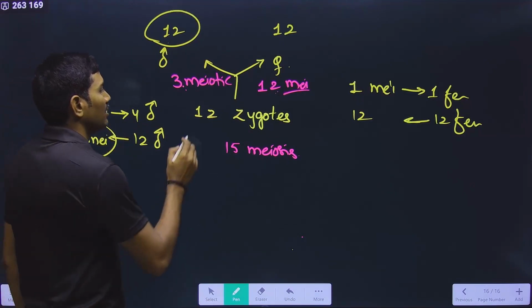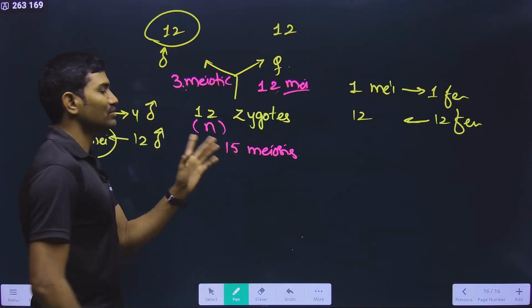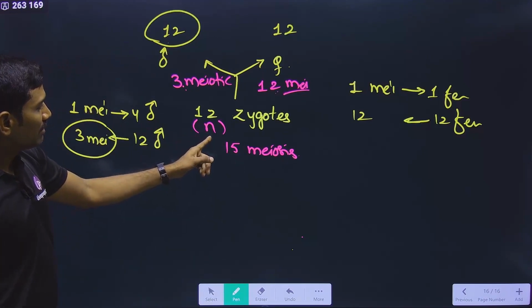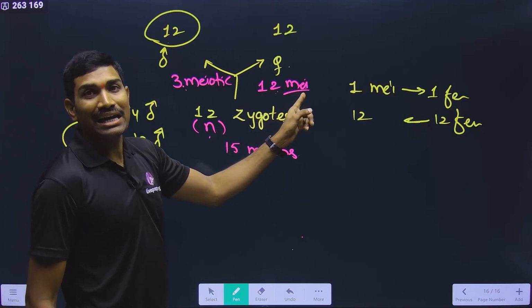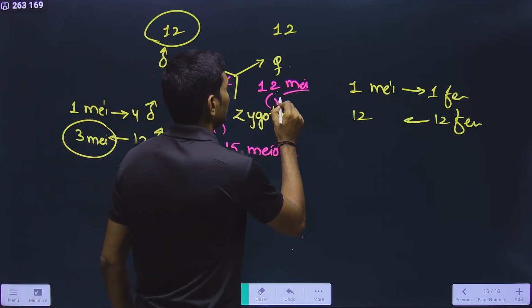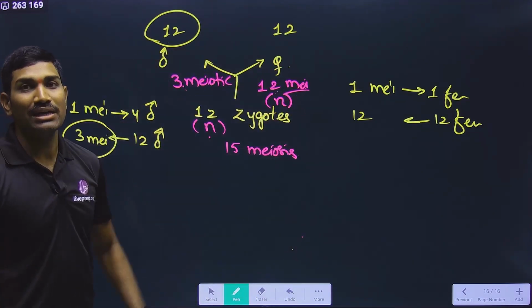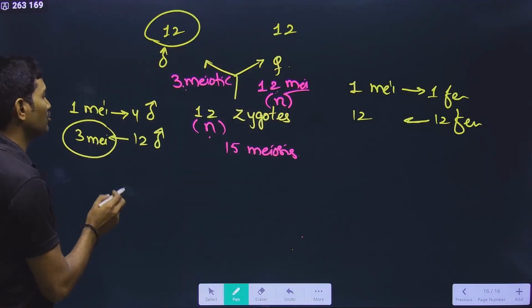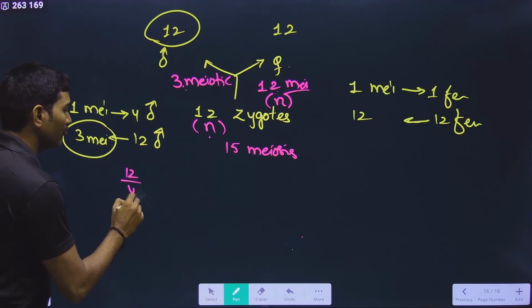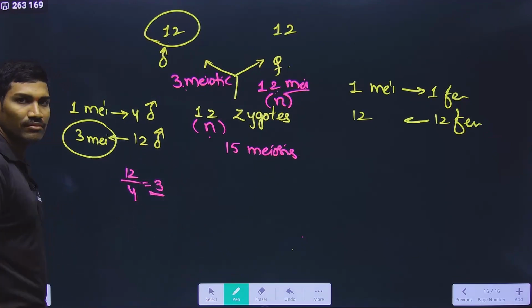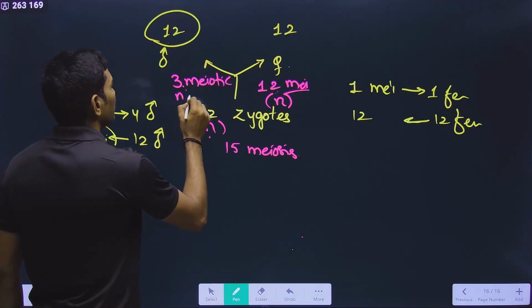What is the formula here? Suppose you want n number of zygotes. If you want n number of zygotes, for the female gametes, how many meiotic divisions are required? n number of meiotic divisions are required for female gametes. But for the male gametes, how many will it be? It is 12 by 4, it will be 3. Yes or no? So it is n by 4.